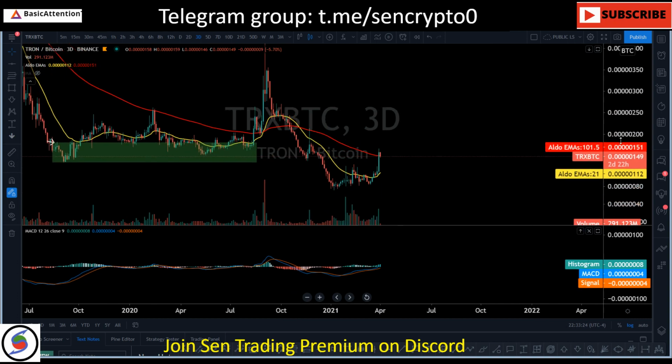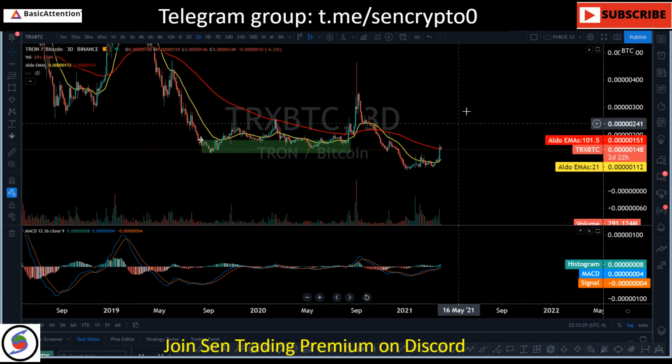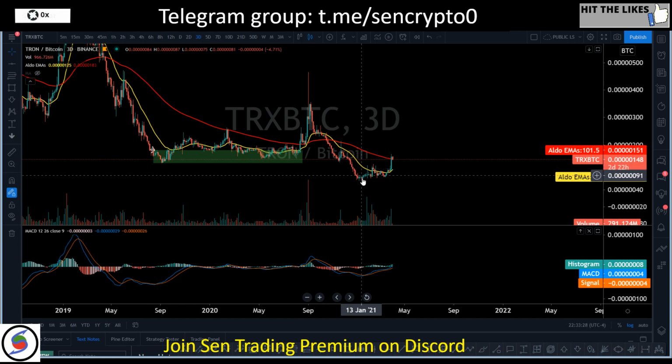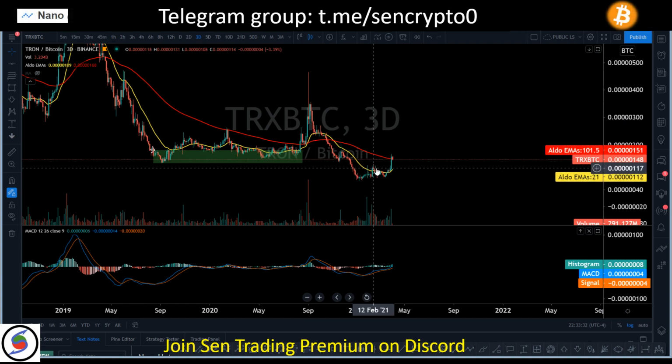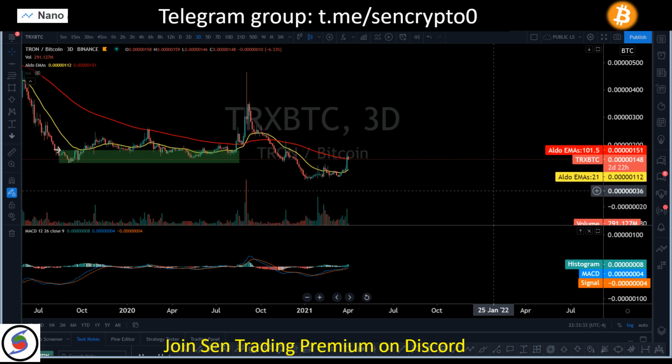We started reaccumulating again. Once again, we got out right here and started to accumulate Tron again right here. 100 sats. We said anything below 100 sats is going to be a buy.